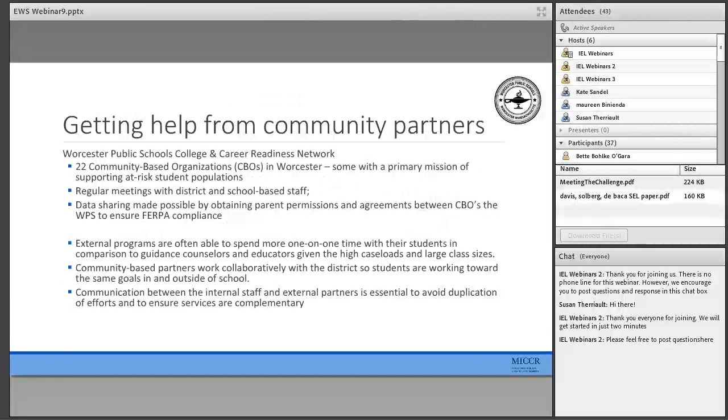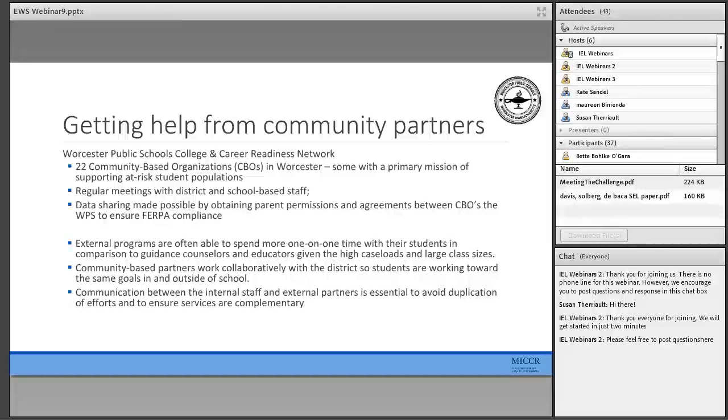Also, with Public Schools College and Career Readiness Network, we also have 22 community-based organizations, and some of their focus is on helping at-risk students. So that allows us to also look into what other supporting services that are outside the school, but are partners with the school, we can bring in for students to be successful. We do some data sharing, but of course it's all vetted through Dave Purta's office here, so that we make sure that we're following FERPA compliance on that.